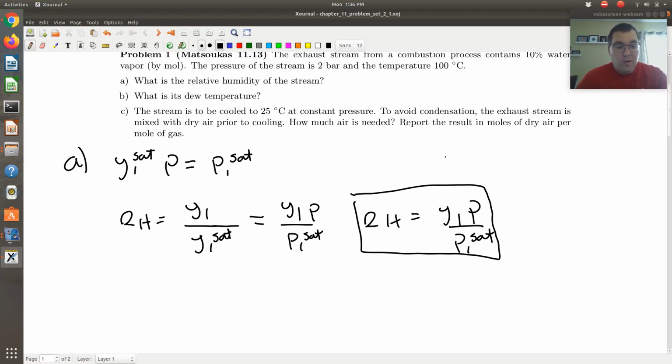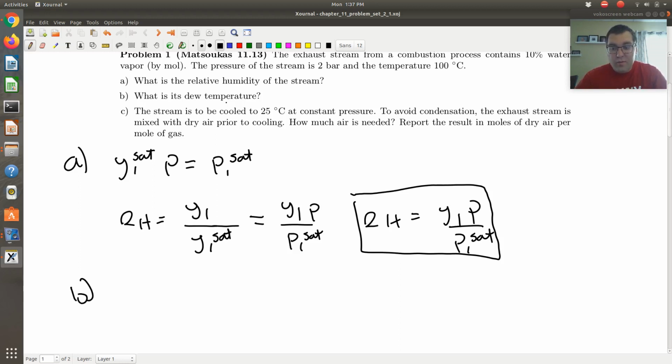Okay, so if you look it up and P1 sat is in fact 1 bar, and the pressure is 2 bars, then that's 2 over 1 times y1, which is 0.1, and my relative humidity is going to be 0.2. That tells us it's not saturated. Okay, when I look at B, what does this mean?